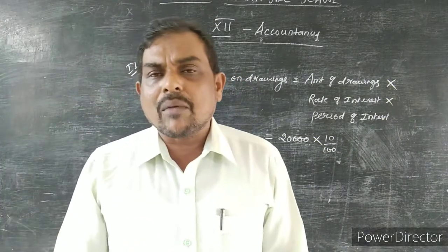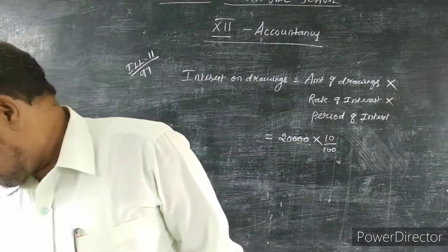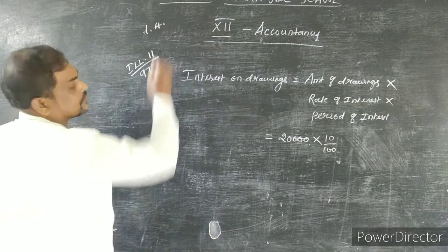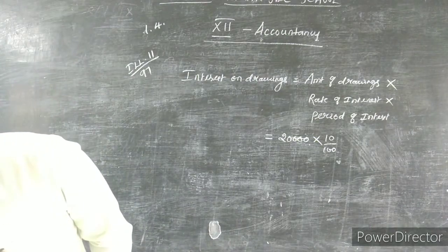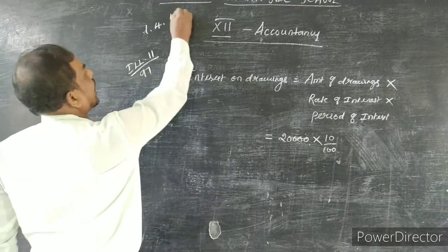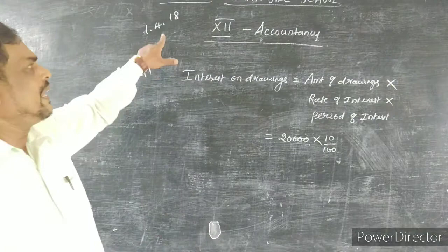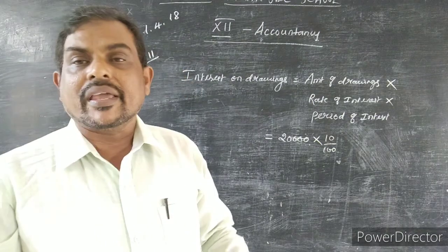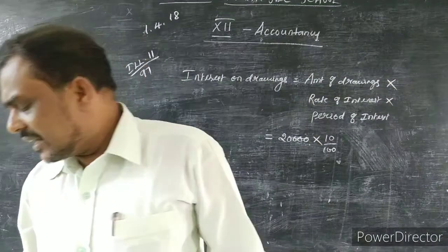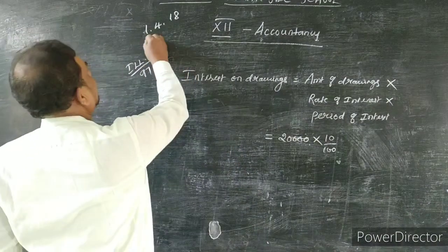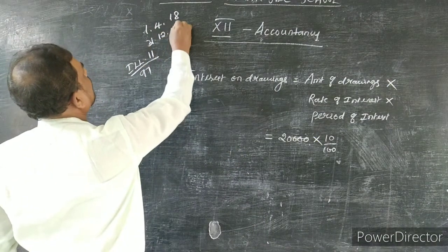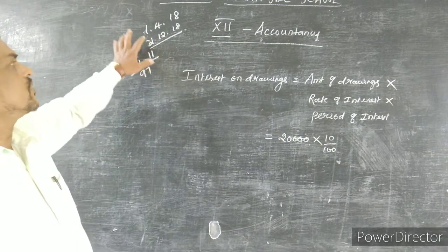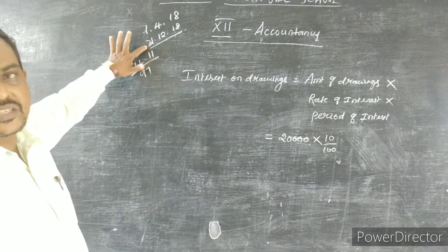When he took this amount, he took the amount on 1st April 2018. Okay, 1st April 2018 only he took the amount from the business. But we have to calculate the interest on drawings till the year end. What is the year end? 31st December 2018. So we have to calculate the interest on drawings from 1/4 to 31st December.